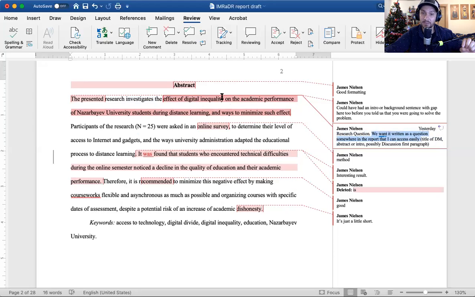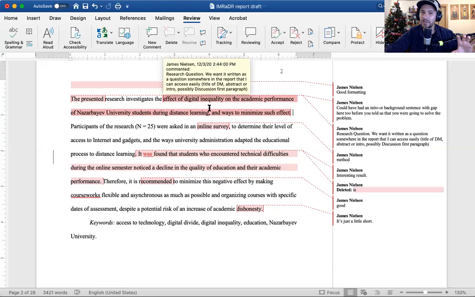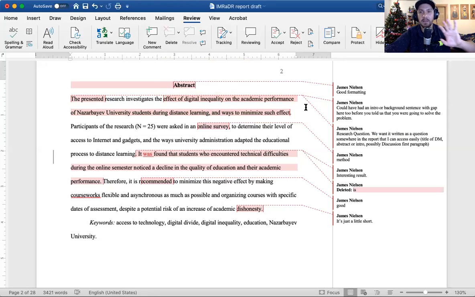It doesn't have to be written as a question right here, but it could be written here or in the introduction, possibly in the discussion section, most likely in the abstract during the introduction, is where we're going to see the research question written as a question. It doesn't have to be written as a question everywhere, but right here, it sounds like the question, right? The effect of digital inequality on the academic performance of various students during distance learning and the ways to minimize such effect. But it has 2 things here, which I know a proper research question is not double-barreled, okay? And so there's some problems there. I don't know, is the research question this part or that part? Or is it both and it's not a good research question, okay?